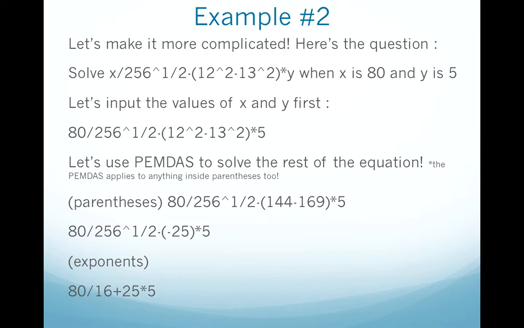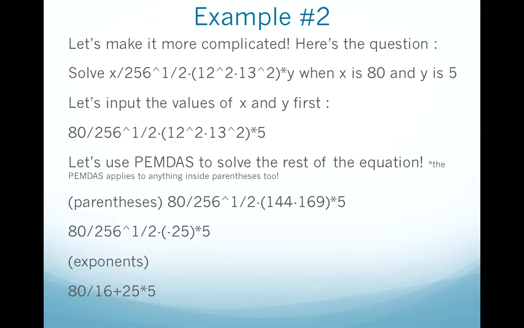So the exponent that I have here is 256 to the power of 1 over 2. Now, I was not able to input the root sign into my laptop, and you would normally treat the root sign as the same as what you would treat exponents. And when you convert the root sign into exponents, it becomes blank to the power of 1 over 2. So just think of that as a root sign. So when you solve that, it becomes 80 divided by 16 plus 25 multiplied by 5.